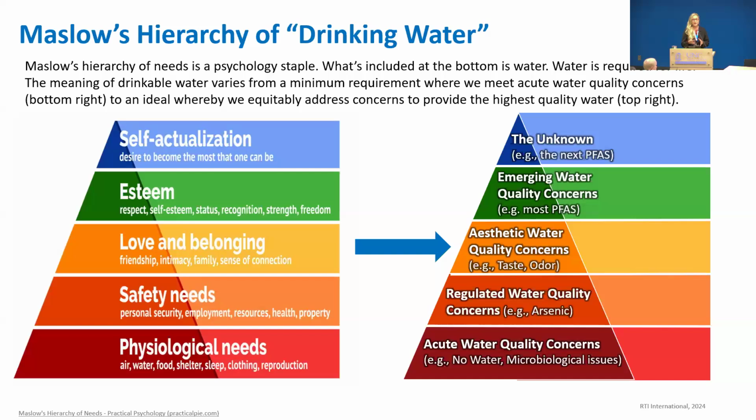So Maslow's hierarchy of needs is a psychology principle, and at the bottom of that principle is that we need things like air, water, food, shelter, sleep. And then as you go up, you're able to be your full self, right? Able to reach your full potential. And so if we apply this to water quality, you can kind of see at the bottom of those needs are that we need access to water, number one. Number two, we need access to water that's free from microbiological concerns that will acutely cause distress.